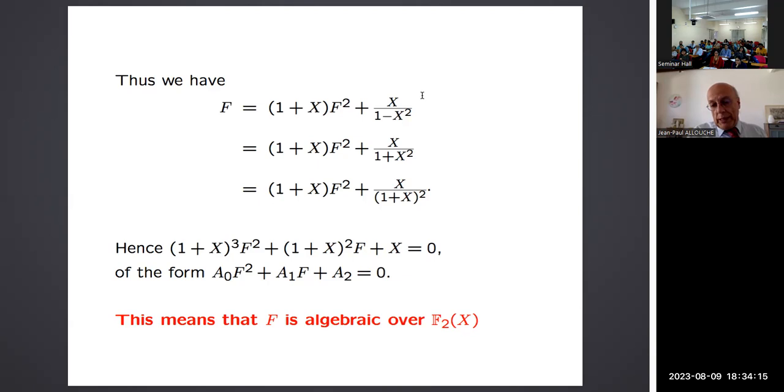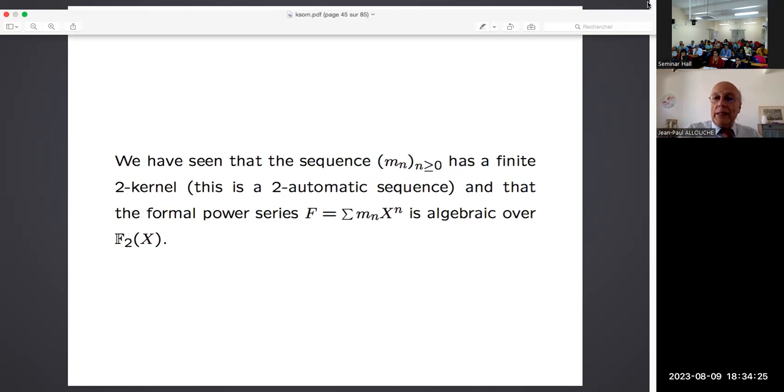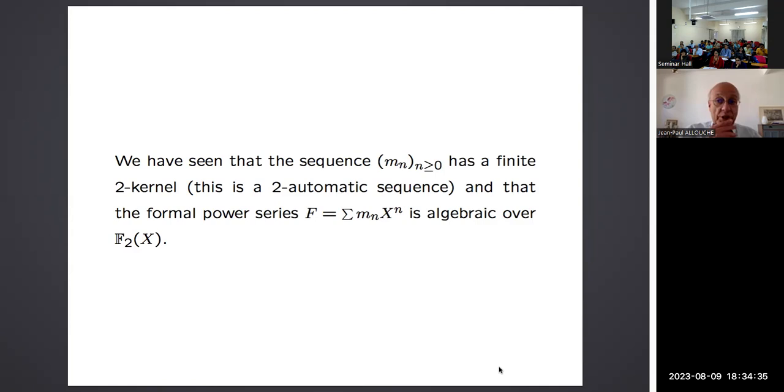Okay. Good. So what happened? We took a sequence that was 2-automatic, namely that had a finite 2-kernel. And we looked at the corresponding formal Laurent series, and it was something algebraic. Actually, this is something quite general. If you start from any 2-automatic sequence, and you look at the formal Laurent series, you get something algebraic, and vice versa.